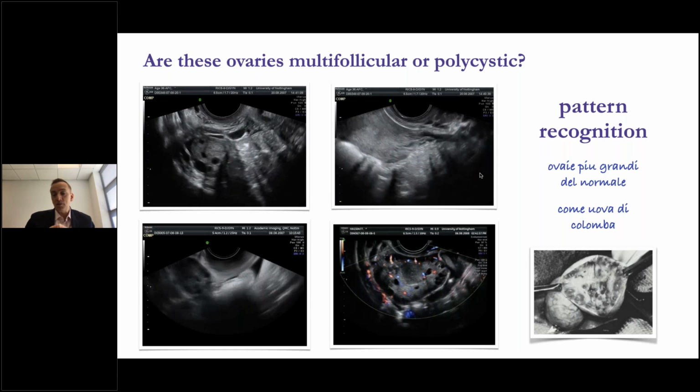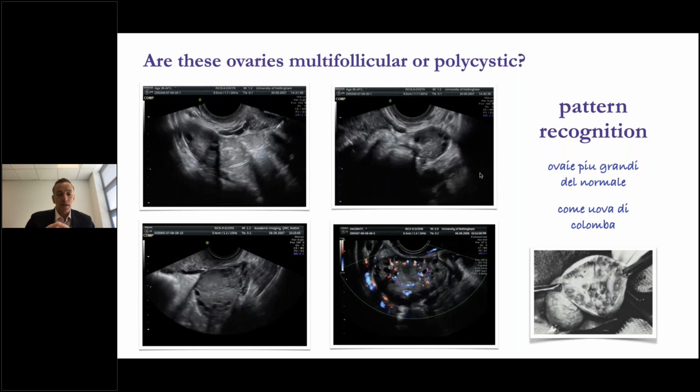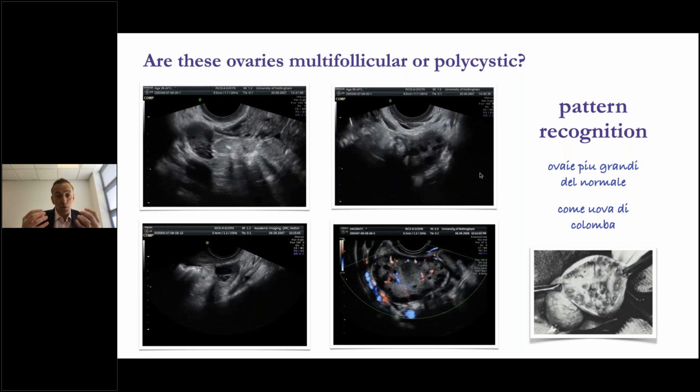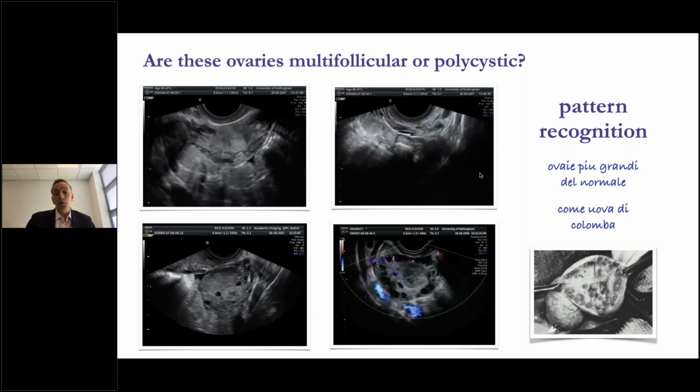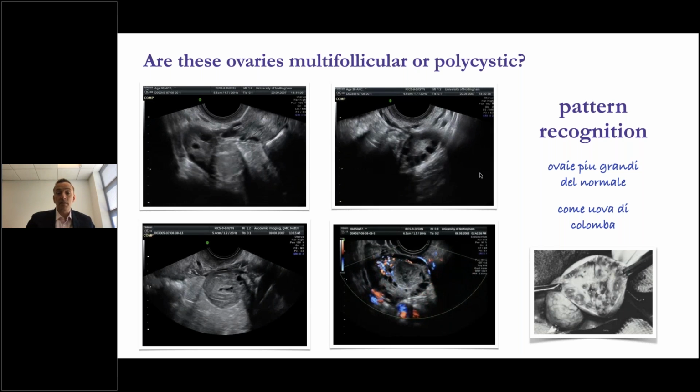And you can see, it was described over 100 years ago, PCOS. So I think it's a bit shameful that we don't know more about this, and we really need to focus on it. Ultrasound is going to be a key part of that study.